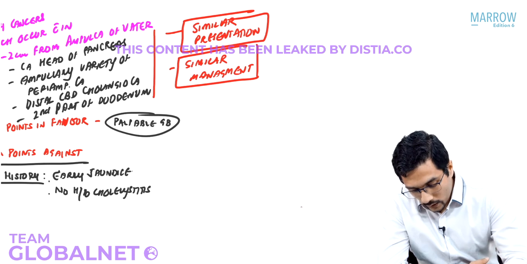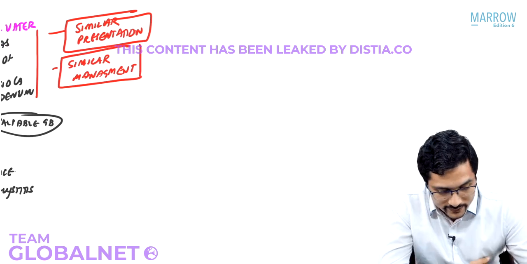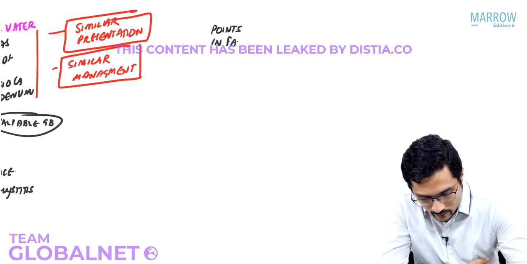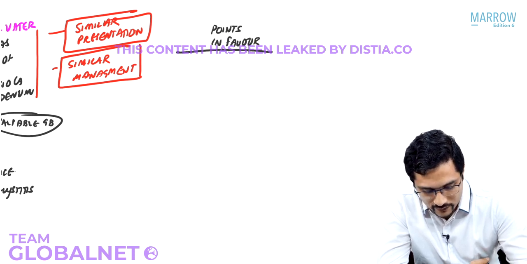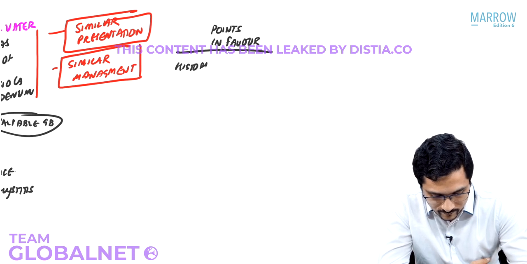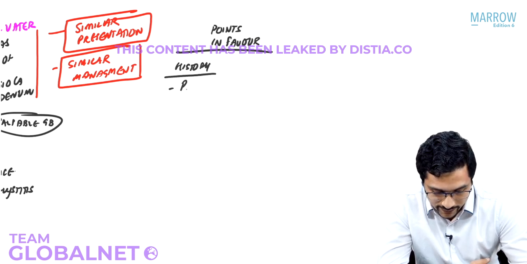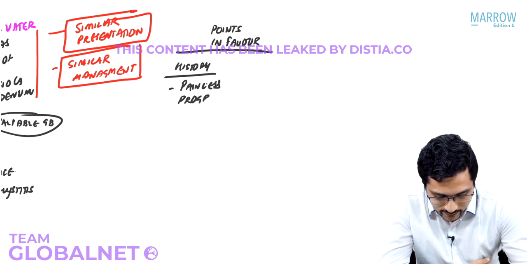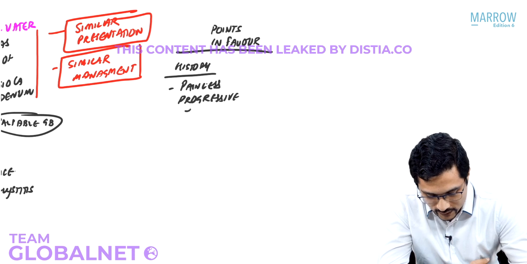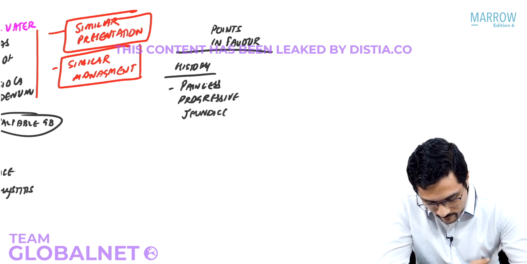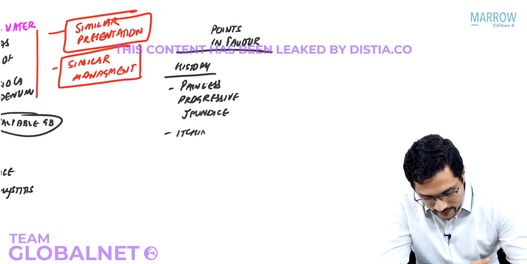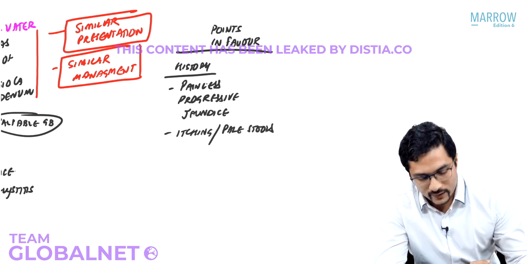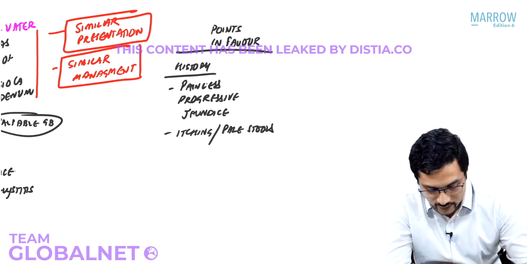Now, what are the points in favor in this case? Points in favor in history: there is painless progressive jaundice. Itching is there. Pale stools are there, which are also suggestive of obstructive jaundice. So these are the points in history.